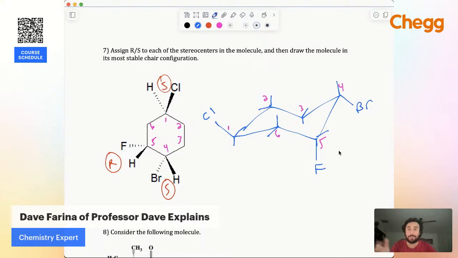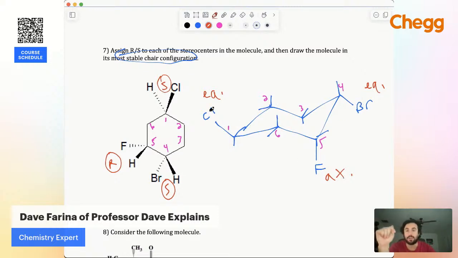So this does happen to be the most stable chair configuration. How do we know that? That's because we have two groups that are equatorial. The chlorine is equatorial. The bromine is equatorial. The fluorine is axial. Equatorial is more energetically favorable than axial because the axial groups participate in those diaxial interactions. So there's other hydrogens here. There's a steric hindrance. There's a repulsion that's associated with that axial position. So the more groups that are equatorial, the better.